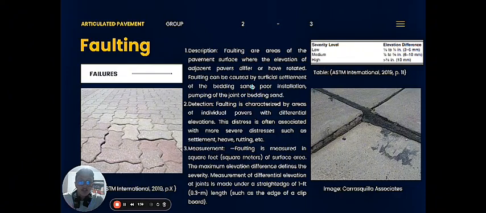Detection. Faulting is characterized by areas of individual pavers with differential elevation. This distress is often associated with more severe distresses such as settlement, heave, rutting, etc. Measurement. Faulting is measured in square feet of surface area. The maximum elevation difference defines the severity. Measurement of differential elevation at a joint is made using a straightedge of 1 foot length.